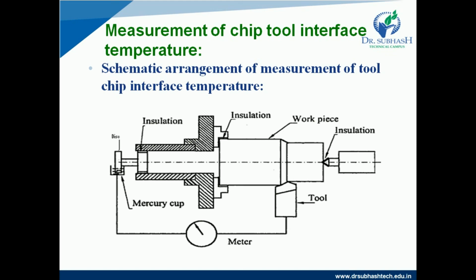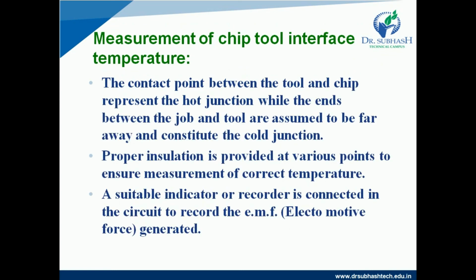Now proper insulation is provided at various points to ensure the measurement of the correct temperature. If we do not provide proper insulation, then we cannot find the exact or correct temperature measurement. So for that purpose we have to provide proper insulation at the various points to ensure the measurement of the correct temperature. A suitable indicator or recorder is connected in the circuit to record the EMF, or electromotive force, which is generated.